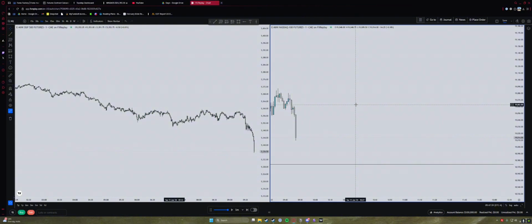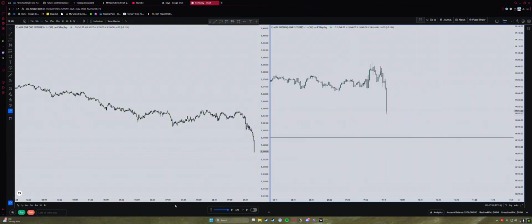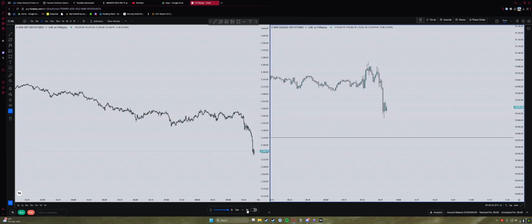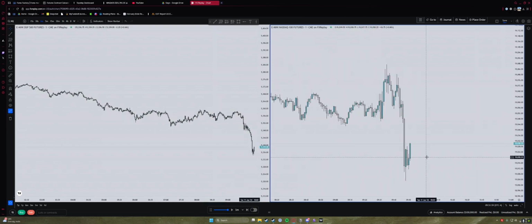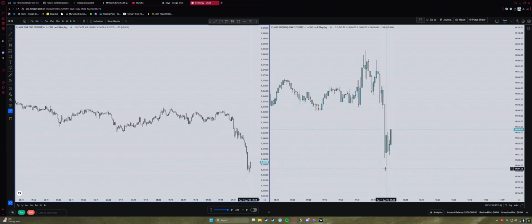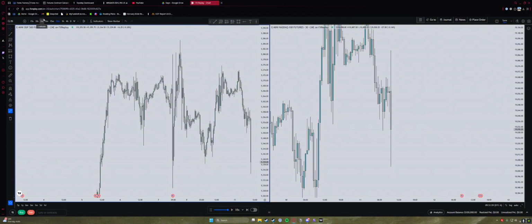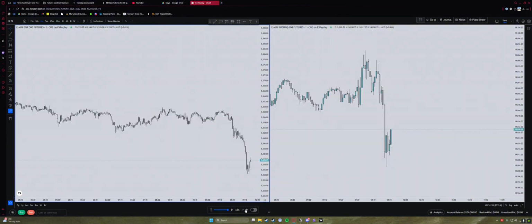Wait, I just need to check one thing. Wait. Now I'm back. So yeah, I want to look for longs, but I need some more context on longs. Maybe an inverse PDRA or something like that could make me want to go long. So yeah, I want to see how we treat.